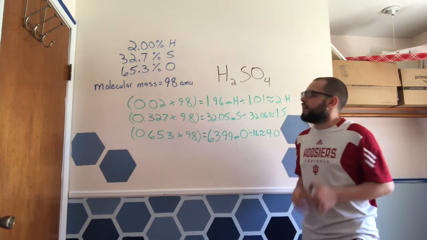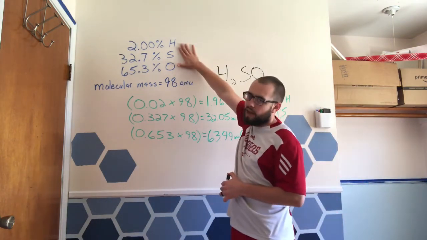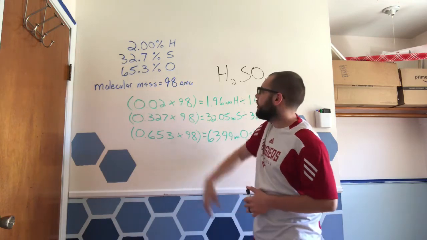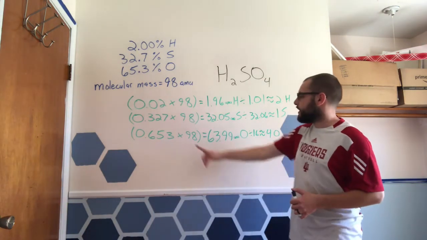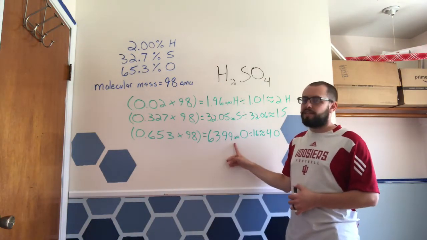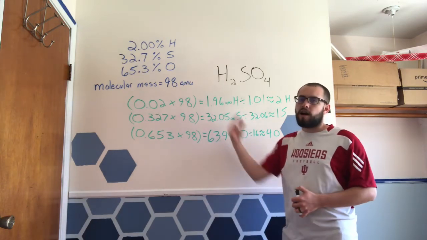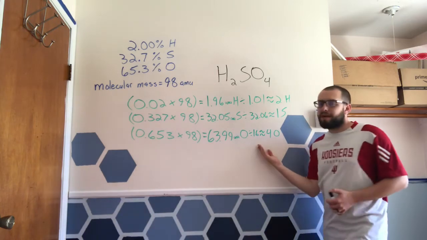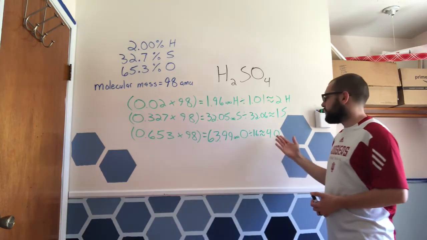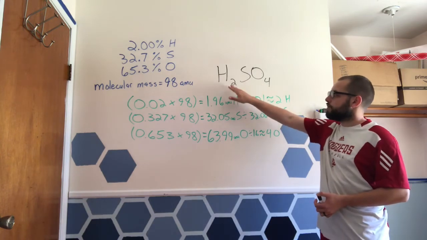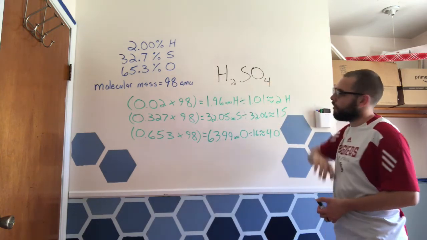So I'm starting with data. My data this time is the percent composition. I'm given the molecular mass. With that percent composition data, I figure out the mass data. What is the mass of each element in this compound? And then I divide by the atomic masses to find the number of atoms in each molecule. 2 hydrogens, 1 sulfur, 4 oxygens.